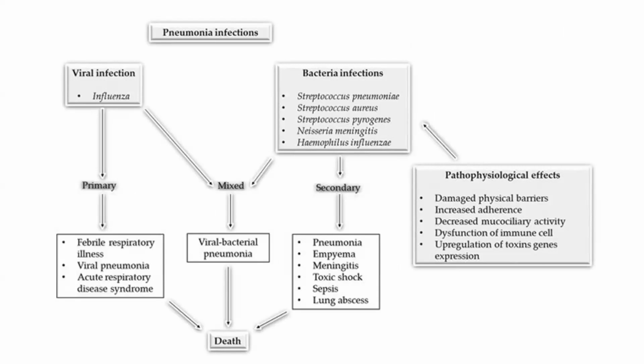So this is just to re-emphasize. I won't belabor this point too much, but there are various pathophysiological effects of these infections. They'll damage the physical barriers, increase adherence, decrease the mucociliary activity, cause dysfunction of immune cells, and also upregulate toxin gene expressions. And you can also have a mix of bacterial and viral infection. And you have various complications of these infections. You can have empyema. It can also spread to other parts of the body, causing meningitis. You can have toxic shock. You can have sepsis. You can have lung abscesses, and ultimately, as you said, it's a killer, and it can lead to death.